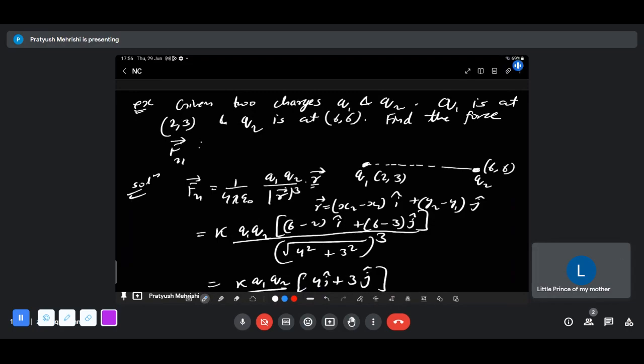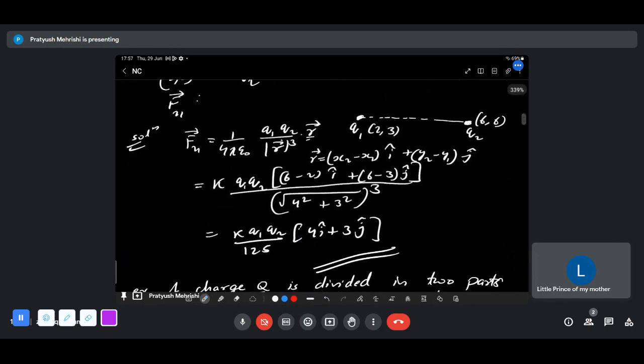Upper limit here is 6, minus lower limit, which is 2. Similarly, the upper limit for y is 6 and the lower limit is 3. So 6 minus 2 and 6 minus 3. Thus we are getting K Q1 Q2 upon 125 into 4 i cap plus 3 j cap. Got it now? Yes, sir, got it.